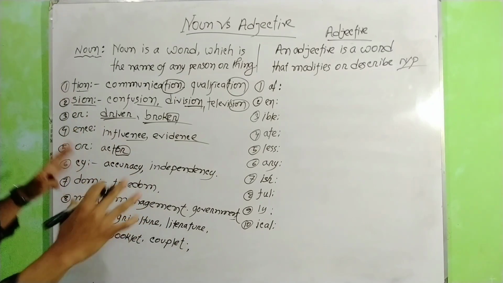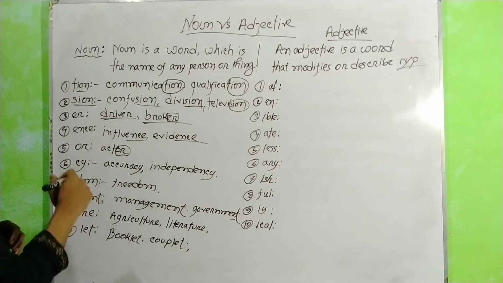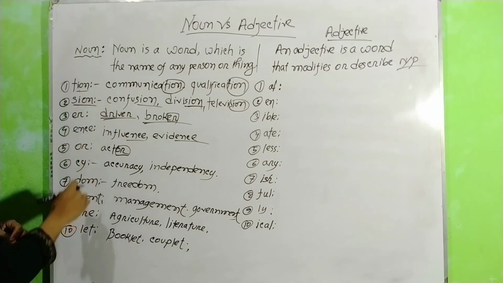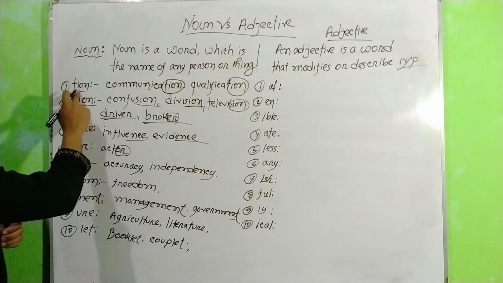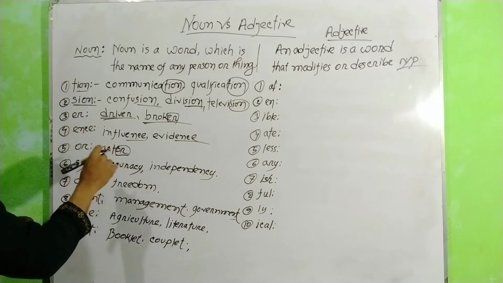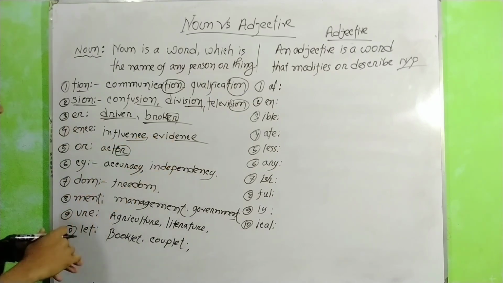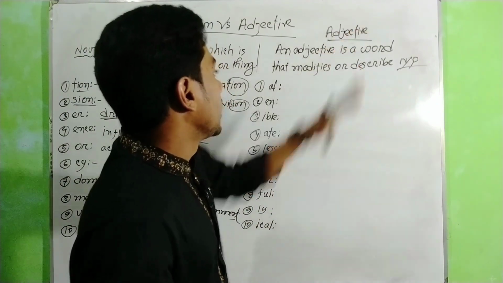Okay, so these are not all. Actually, there are so many examples that we can give here, but these are very commonly used. Most often, we use this. If you see tion or sion at the end of any word, you are sure that it is a noun. Okay, so let's look at adjectives.